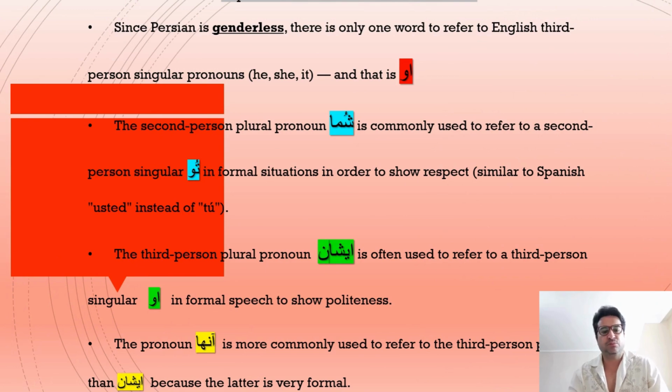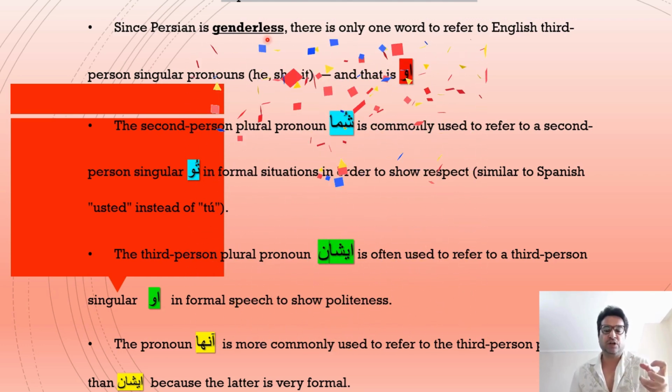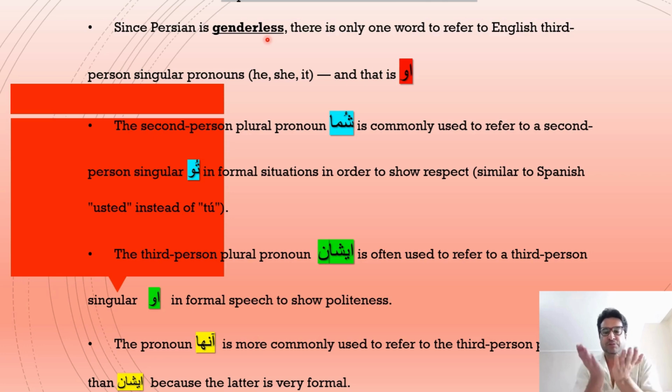Here we have got important notes about personal pronouns. So the most interesting point about Persian pronouns is this: they are genderless. We don't have he or she, you know. We don't differentiate men and women because in our culture, men and women are equal. So there is only one word for that. That is u, he or she or it, u.